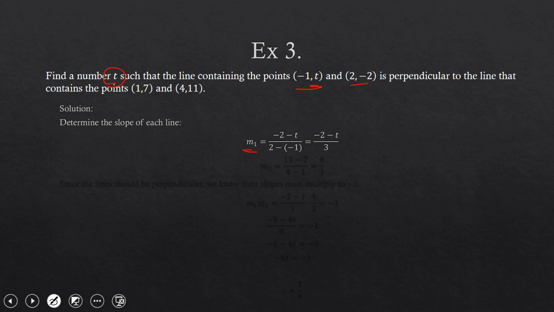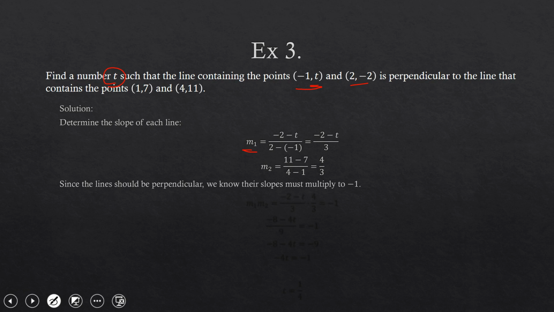We're going to find the slope m2 as well, and that is (11 minus 7) divided by (4 minus 1). So 11 minus 7 is 4, and 4 minus 1 is 3, so we get 4/3. So we need to find t, the number that satisfies the fact that these are perpendicular lines. We know that their slopes need to multiply to -1, so let's multiply them together and set that equal to -1.